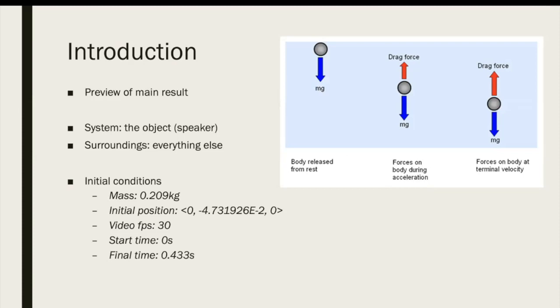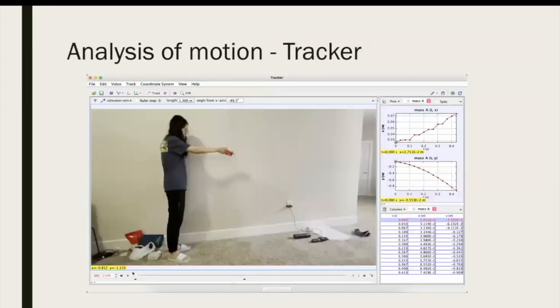For the initial conditions, the mass of the object is 0.209 kilograms, and the initial position in the y direction is negative 4.731926 times 10 to the negative 2. The video frames per second is 30, the start time is 0, and the final time is 0.433 seconds, which is the time when the object falls to the ground. Here's the analysis of motion using Tracker, where I tracked the object in each time interval.